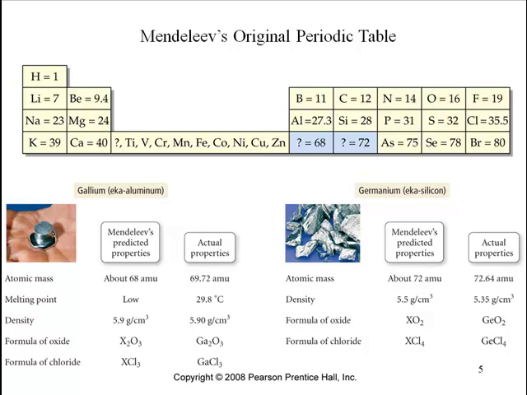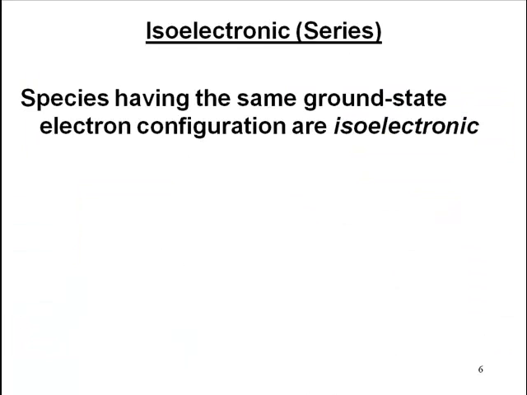And if you look here at germanium, he was almost right on the dot with germanium as well, especially the formula part, which was what he predicted. Properties and atomic mass were what gave him his periodic table. Atomic number was actually invented later to explain the patterns in the periodic table.